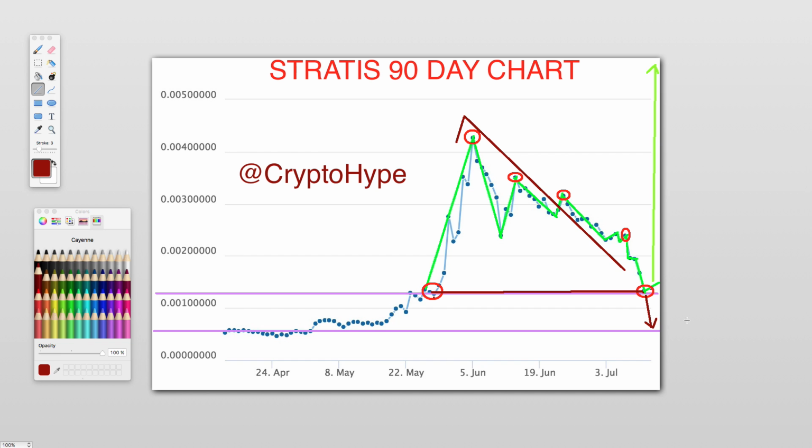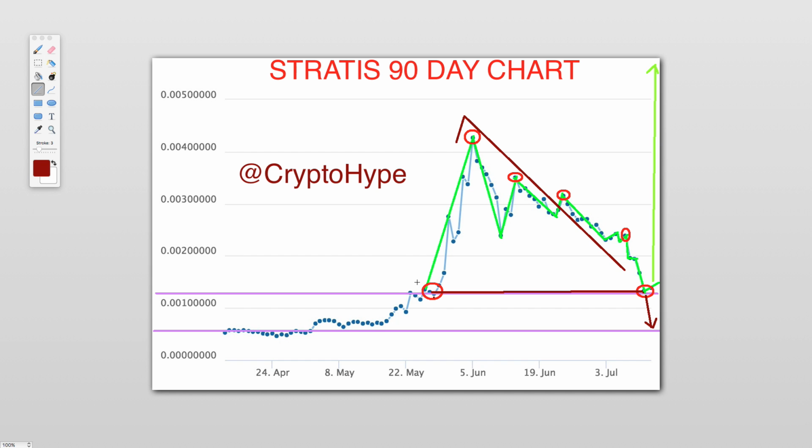So yeah, as you can see here, everything was looking quite bullish at this particular point. Then it dropped, then here an M pattern was made, and as you can see, the prices are here right over here. So this is actually the best price that you can get it, and I know for a fact that Stratis is going to be one of the biggest coins in 2018 and beyond.